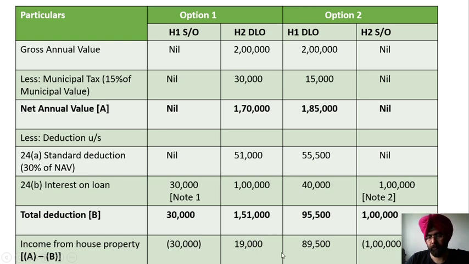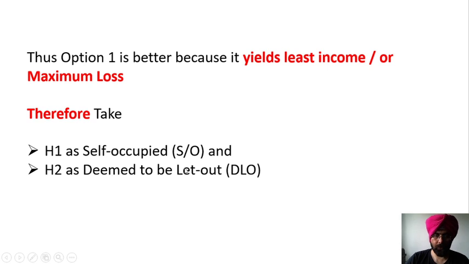If you deduct 1 lakh from 89,500, then there will be a loss. But in option number 1 there is more loss, and you would like to have more loss so that you are not required to pay income tax. So you should take option 1 here, because in option 1 there is a loss of 11,000 rupees, and in option 2 there is a loss of 10,500. So you have to take house 1 as self-occupied and house 2 as deemed to be let out property.